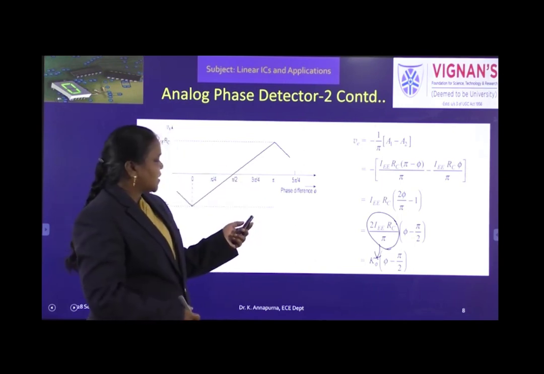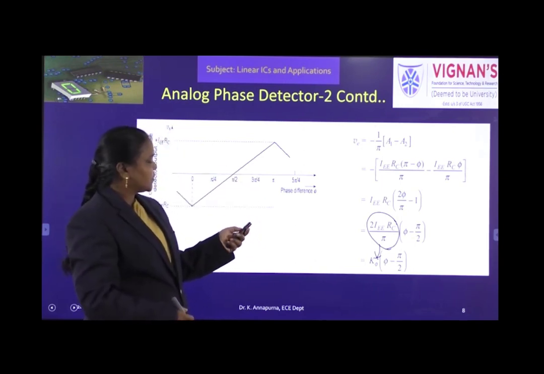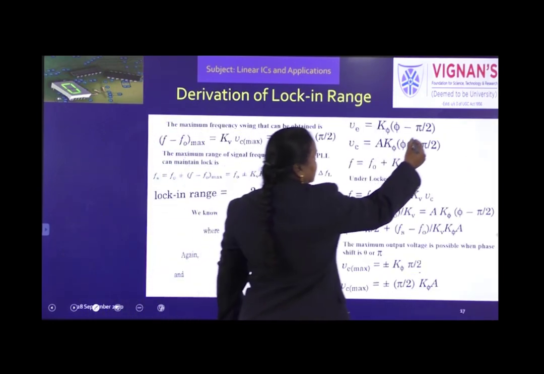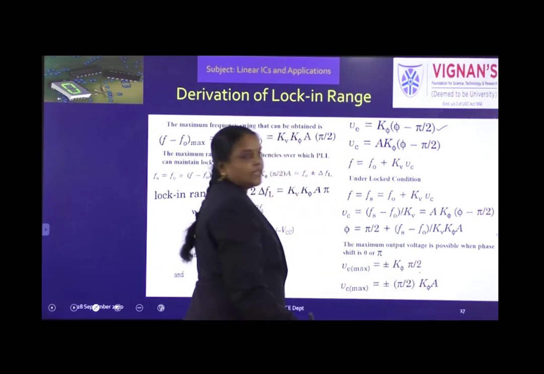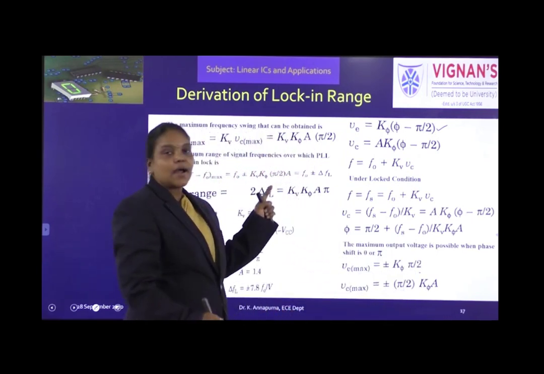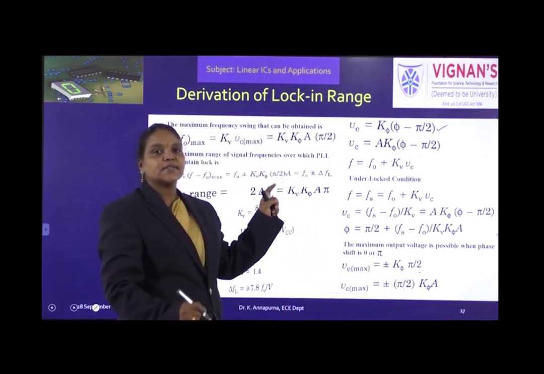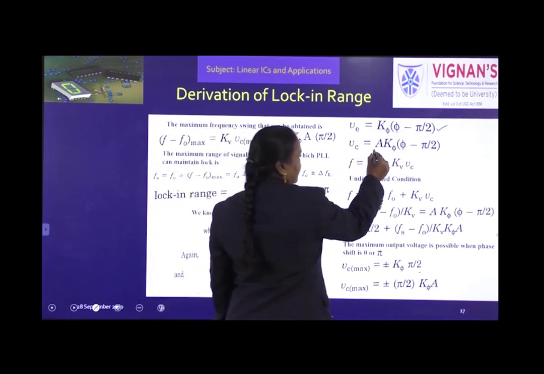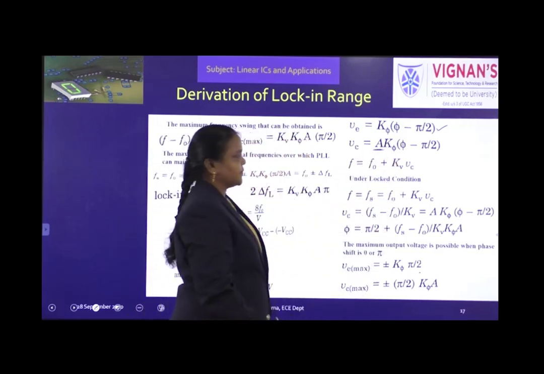And now let us see the derivation of lock-in range. Okay, just now we have seen this expression for the balanced modulator. This is the error voltage, and then the control voltage means after passing through the amplifier. So whose gain is A? The amplifier gain is A.